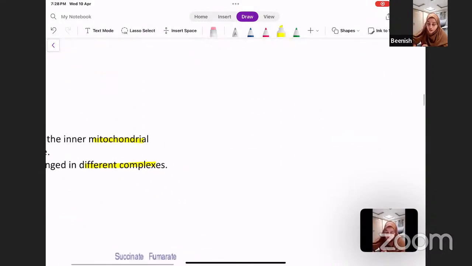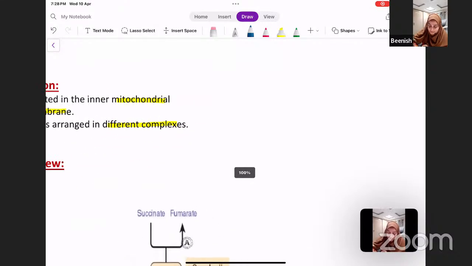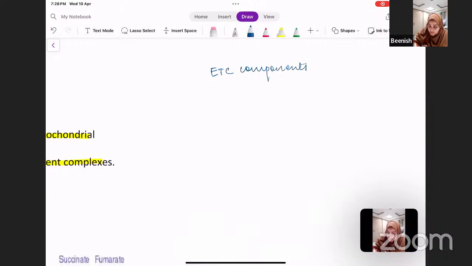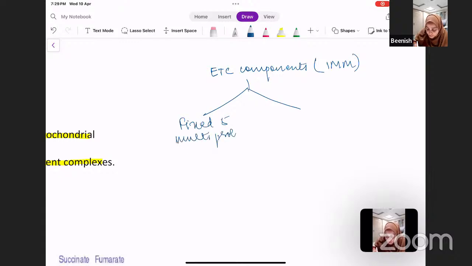Now what are the components of the electron transport chain? Electron transport chain components are present in the inner mitochondrial membrane as we discussed. There are two types. They can be divided into fixed, which are 5 multi-protein complexes, that is complex 1, complex 2, complex 3, complex 4, and complex 5. We'll talk about each one of them in detail.